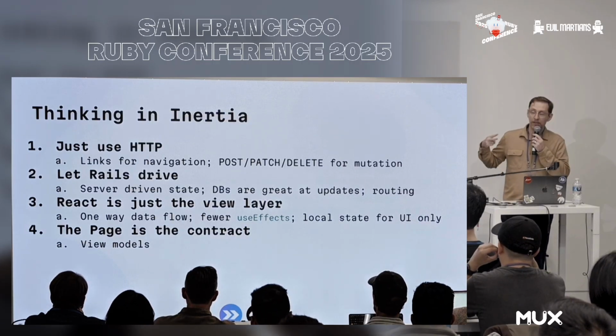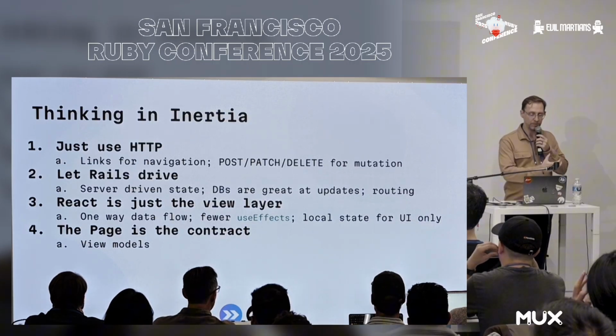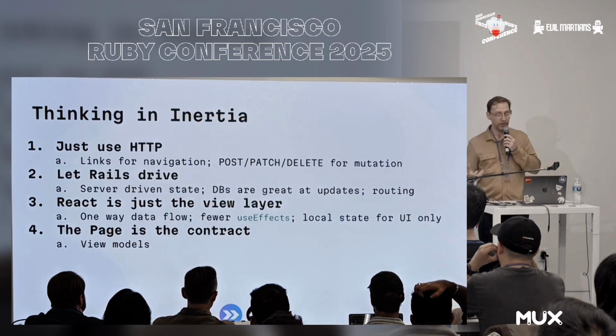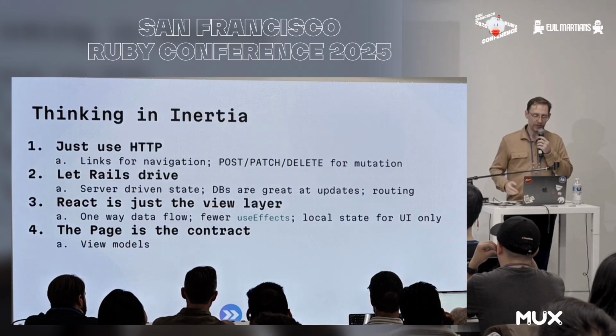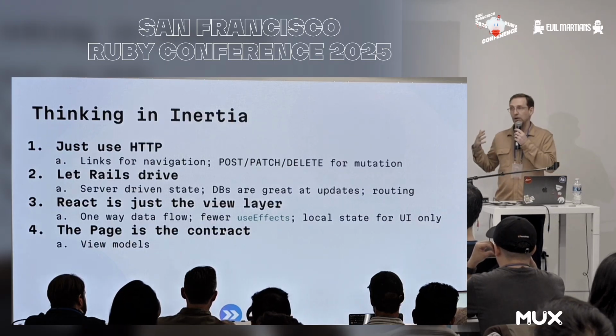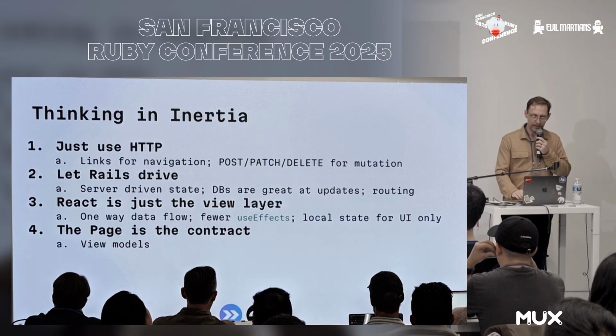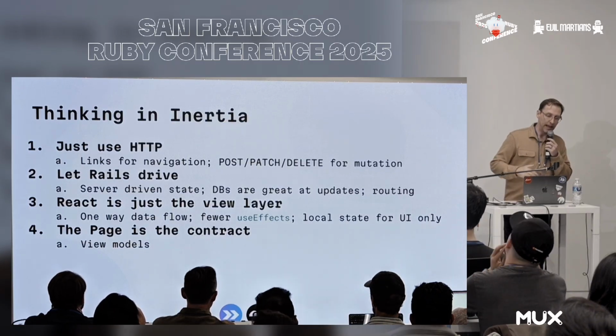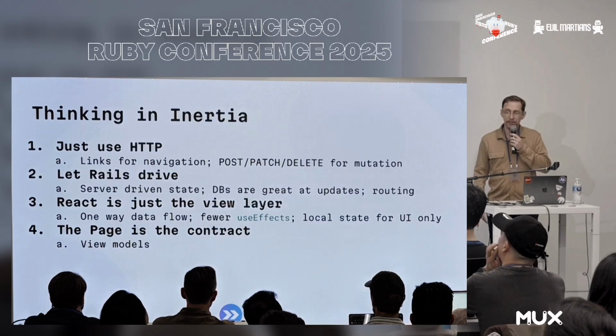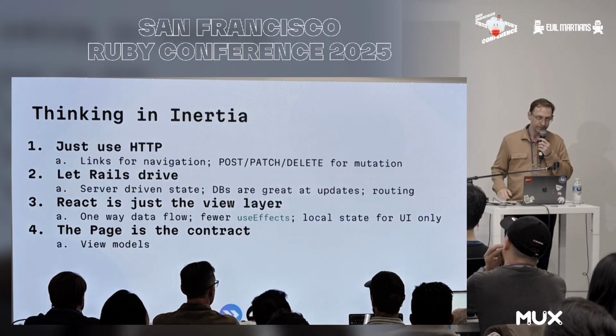The second thing: let Rails drive. So we want to pull as much of the complexity out of our front end and put it in Rails, where it sort of naturally lives. So our server is going to manage our state. Databases are really, really good at updating things. Instead of client-side routing, we're going to define our routes in Rails. And the downstream consequence of this is that React is going to act just like a view layer.